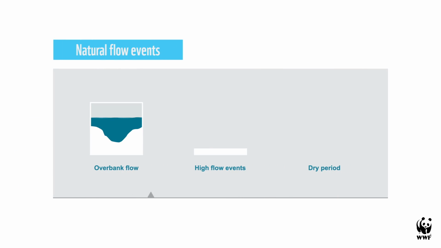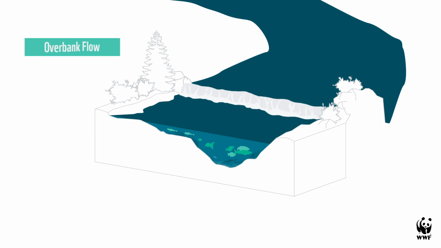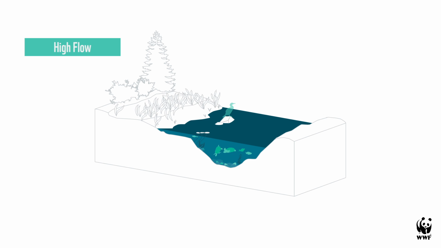A river's natural flow pattern changes seasonally and produces various types of flow events. An overbank flow breaches riverbanks, transports sediment and nutrients, and revitalizes shallow channels. A high flow is usually short in duration and can occur during a rainstorm. It can trigger the movement, birth, and expansion of many species throughout the watershed and replenish reservoirs and groundwater.